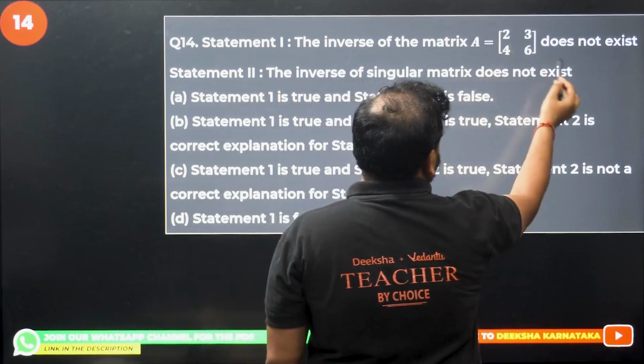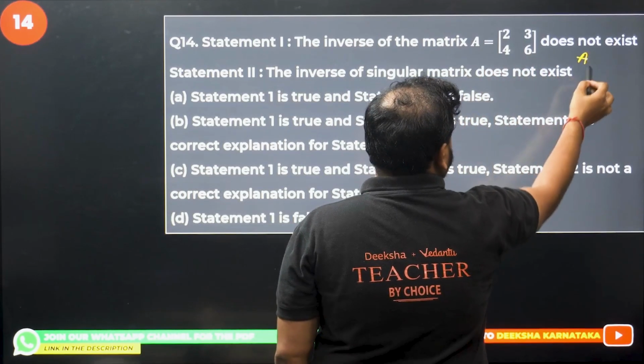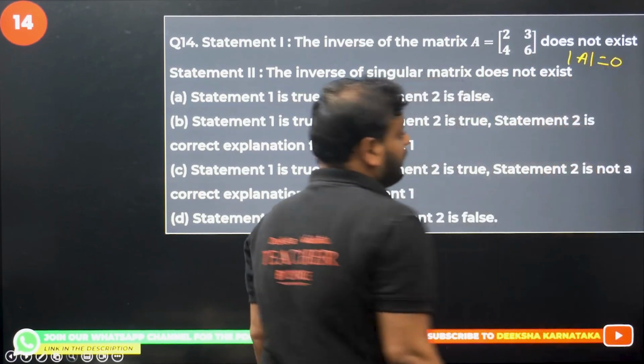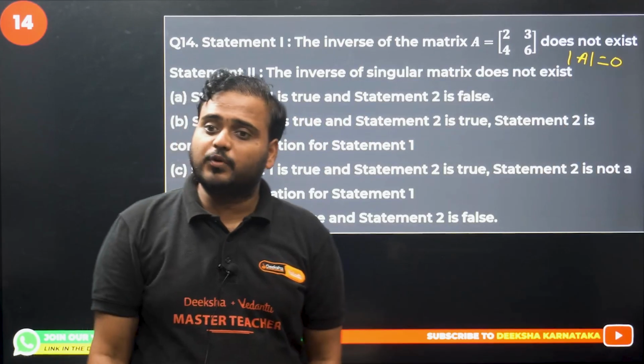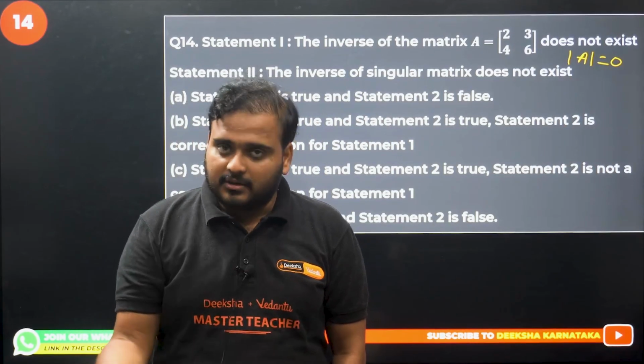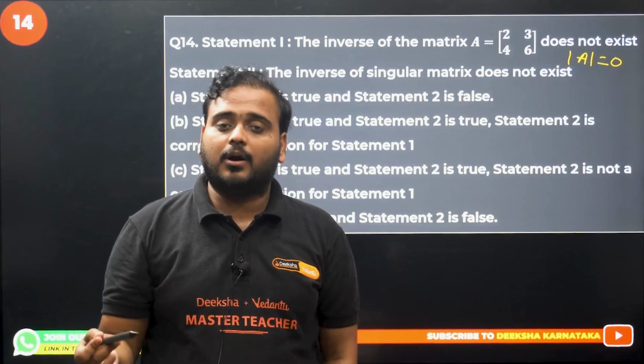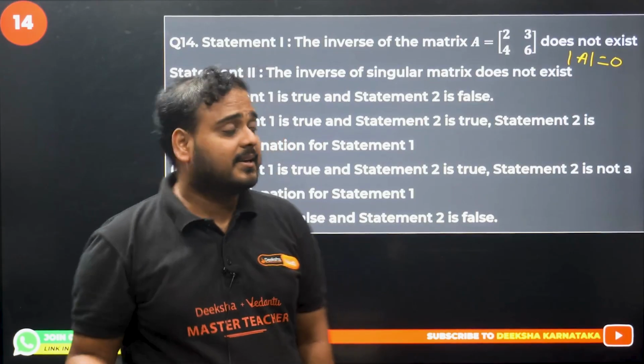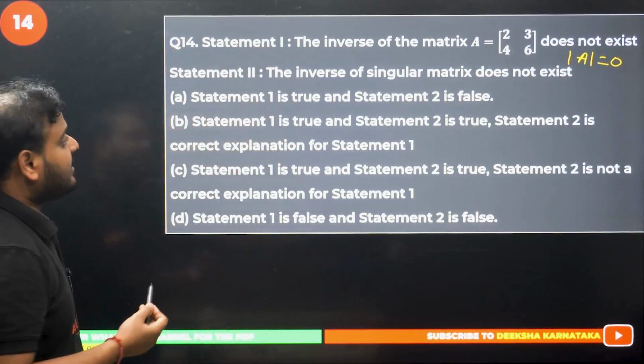Yeah, correct, no? Because this is going to be 0. Determinant of A is 0. 6 into 2 minus 4 into 3 is 12 minus 12, which is 0. Okay, and it has to be non-singular to say that inverse exists. Hence, it is non-existing in nature.